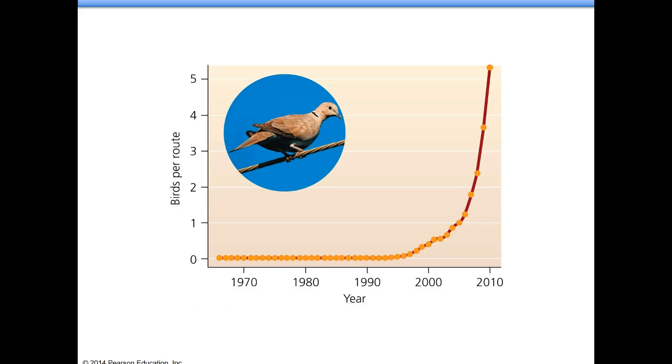So here is a look at mourning doves, and these are birds, and we can see over the years there was slow growth, but then as resources became more available to them, that growth rate has taken off, and that is that J-shaped curve. That's exponential growth.